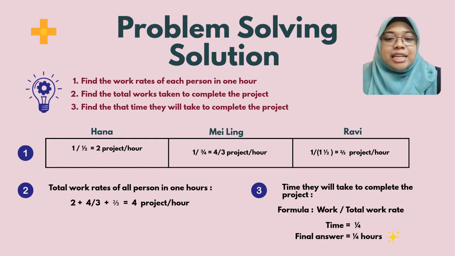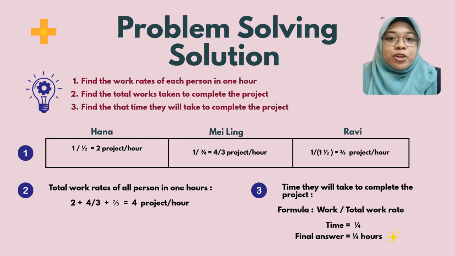Stage 3. Hana's rate is equal to 2, Mei-Ling's rate is equal to 4/3, whilst Ravi's rate is equal to 2/3. So the total rate that I have got is equal to 4. So to find the time, work is divided by total work rate. So the answer that I have got is 1/4 hours.